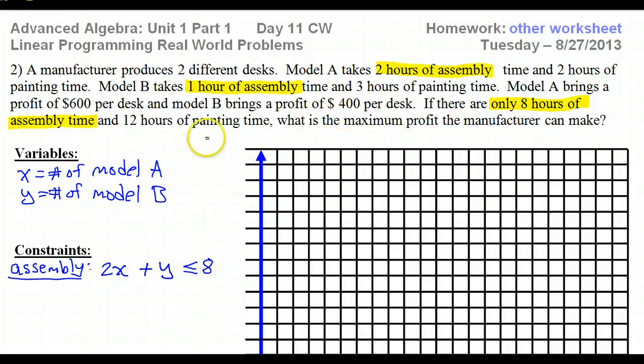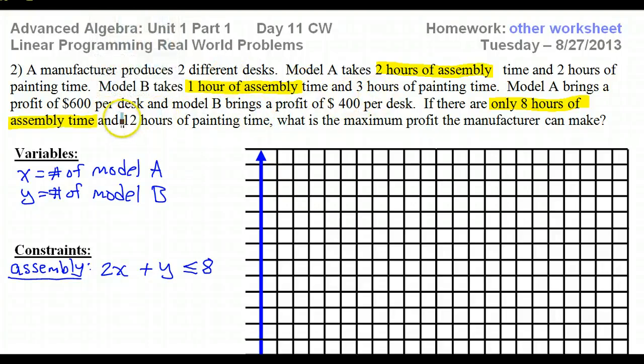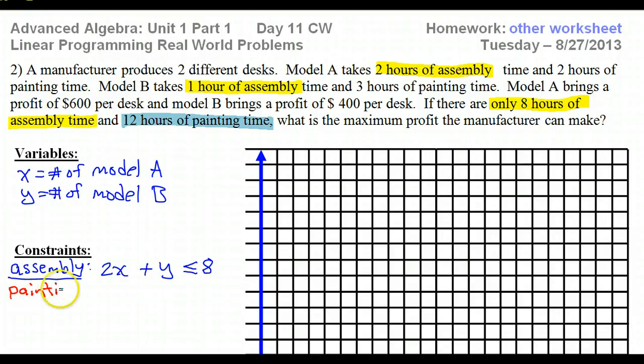Let's look for another constraint. 12 hours of painting time. There are only 12 hours of painting time. That's another constraint. All right, so I'm going to have a painting time constraint. I'm going to put that one in red. Only 12 hours, so that means less than or equal to 12.